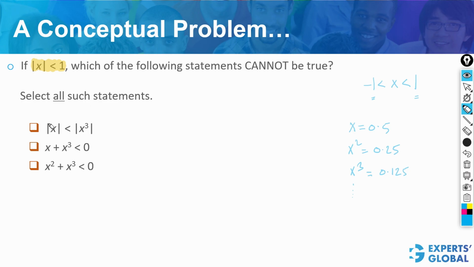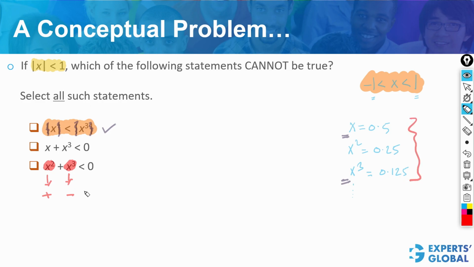Therefore, a case such as the first one is never possible in this range because the signs don't matter because of the modulus signs involved, and magnitude-wise, x cube is never going to be greater than x. Therefore, the first answer choice cannot be true. Similarly, the magnitude of x square is greater than the magnitude of x cube. Therefore, for cases when x is negative, x squared would be something positive, x cube would be negative, but the magnitude of x squared would be greater, as explained here.